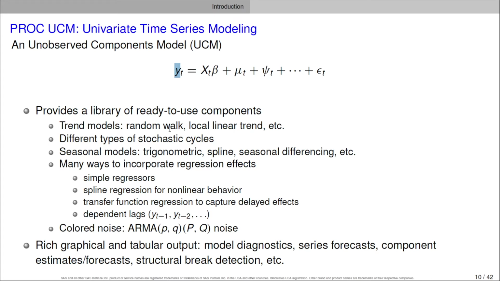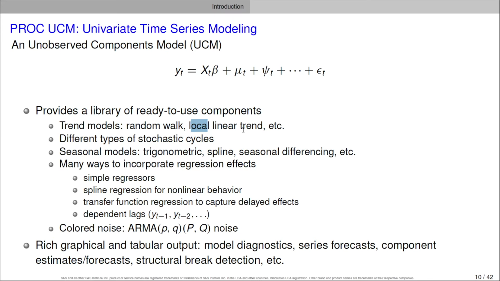With the UCM procedure, it is quite easy to build a comprehensive model for such situations. It provides a rich collection of easy, ready-to-use components that can capture a wide variety of time series patterns. For example, you can use different types of trends such as random walk, local linear, and many others. You can use many types of periodic patterns such as stochastic cycles and seasons, and you can finely control their characteristics.